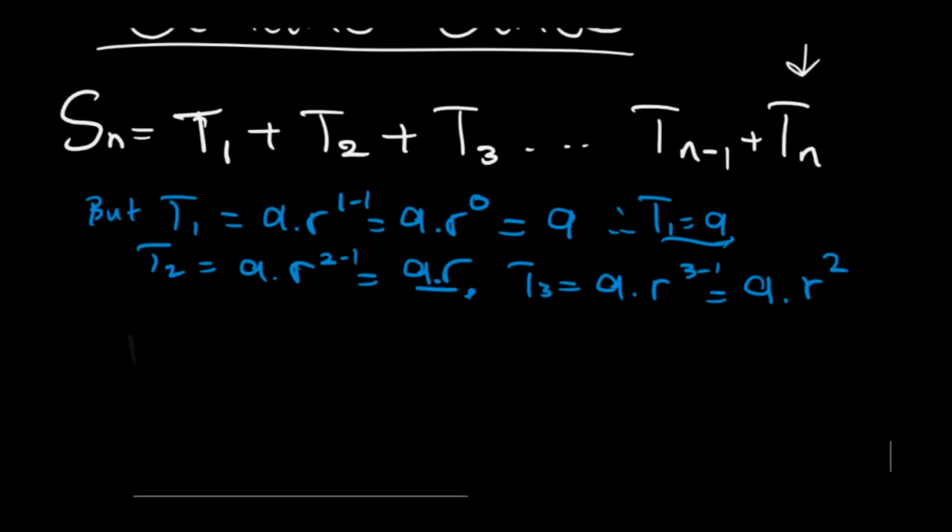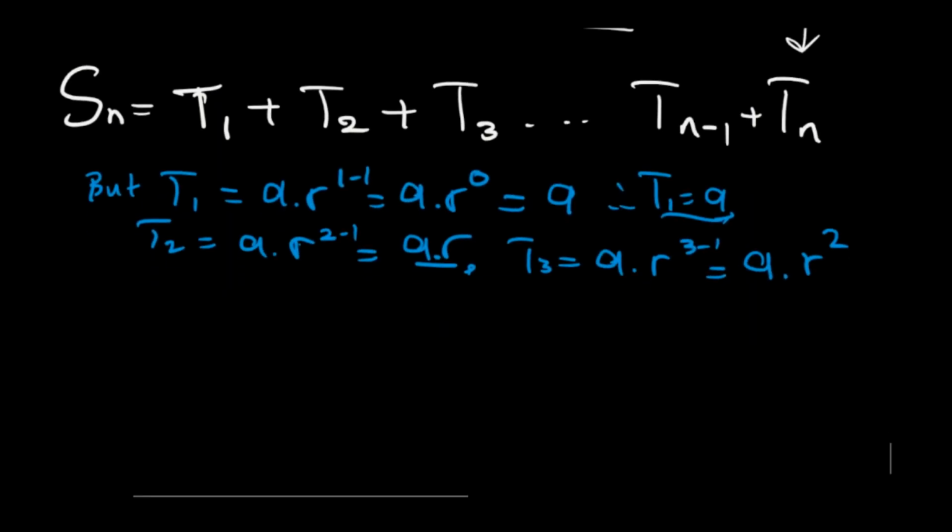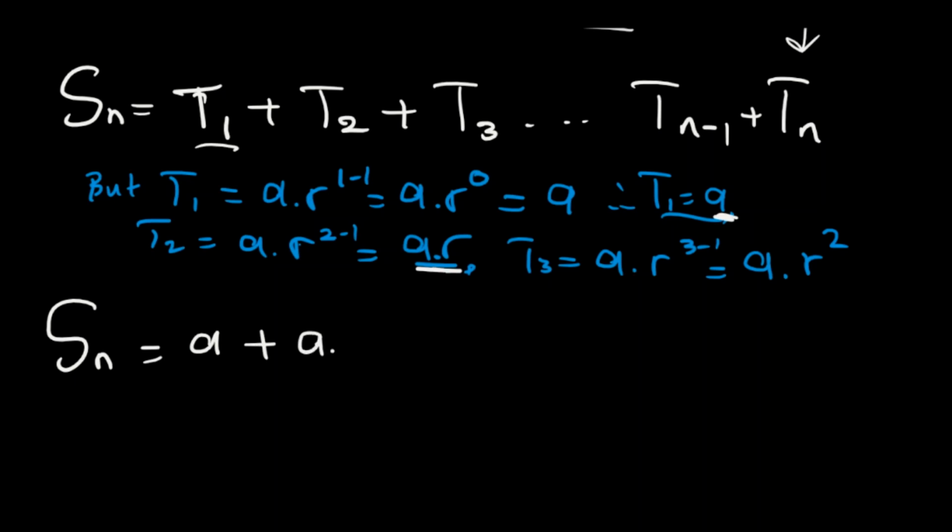So if you write that down in our sum, Sn is equal to term number 1, which is equal to a, so it's going to be a, plus term number 2, which is equal to ar, a multiplied by r, plus term number 3, which is equal to a multiplied by r to the power of 2, right? So it's going to continue up until T of n minus 1, right?